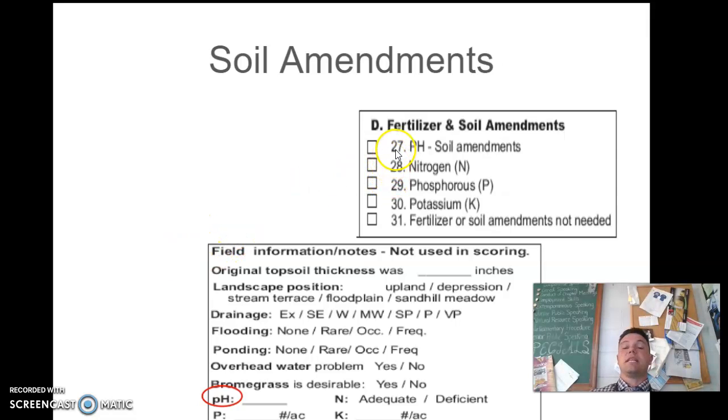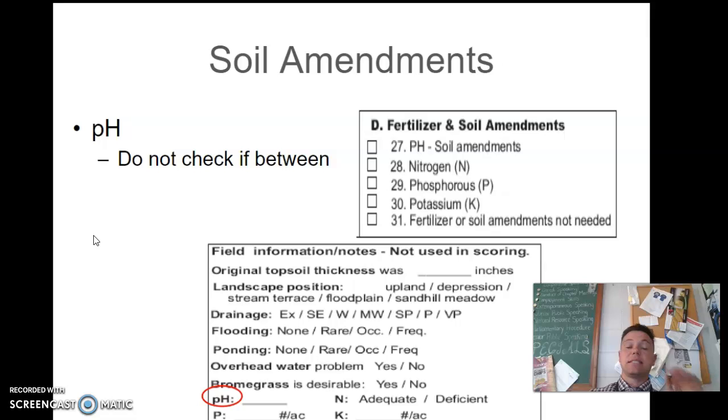To start us off, we need number 27, pH. pH is the measure of how acidic or alkaline soil is. Plants usually need soil to be between 6.5 and 8. If you get a pH number that is between 6.5 and 8, you do not check number 27.